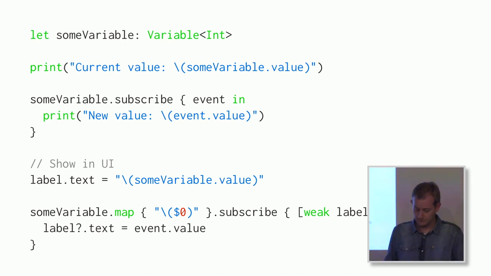So in UI, you can use it like this: store the current value in a text property of a label. Or first map it to a string whenever the variable changes, and then store the new string in the label.